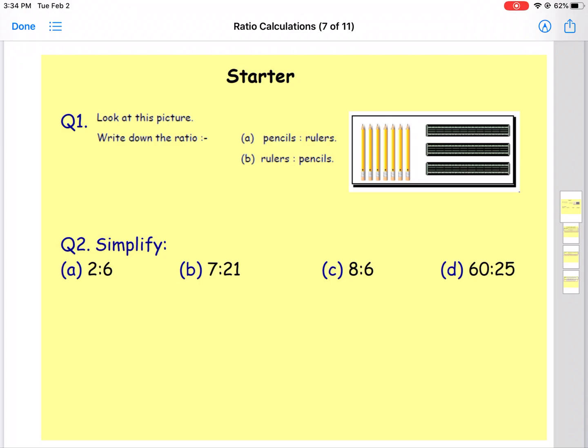Hi everyone, this is a video lesson on how to perform calculations and solve problems using ratios. Can you please complete this starter first and then come back on the video with your answers ready to mark.